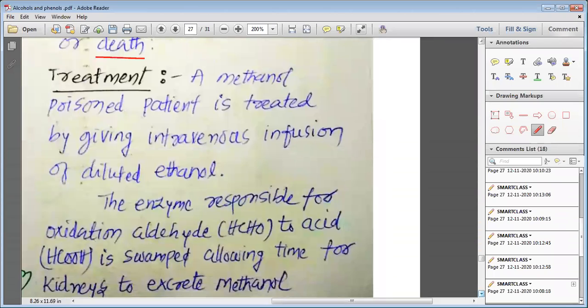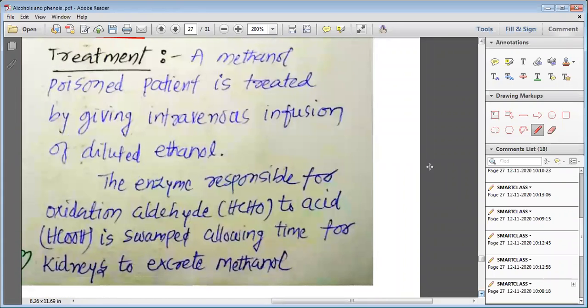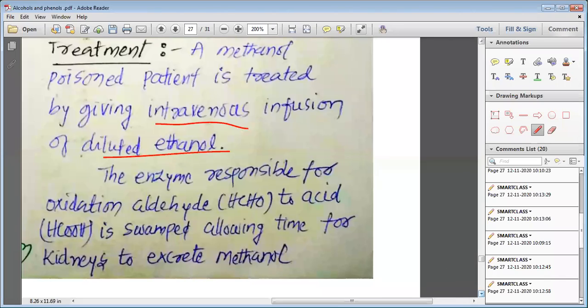Now, if a person has drunk the denatured alcohol, what is the treatment? A methanol poisoned patient is treated by giving intravenous infusion of diluted ethanol. Please remember this word: intravenous means directly into the veins. So, my dear students, these people who have drunk methanol are immediately given intravenous diluted ethanol.